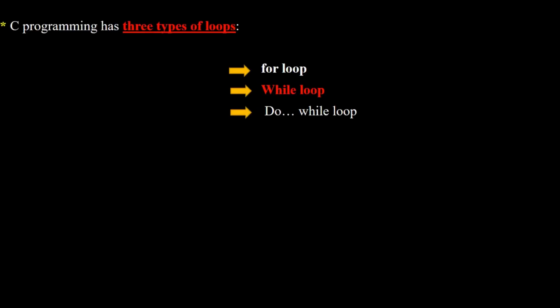Loops are used to repeat code until a specific condition. In C programming, we have three types of loops. We have for loops, while loops, and do while loops. In the previous video, we learned about the for loop. If you didn't watch that video, please click this link to learn about for. In this video, we will learn about the while loop.